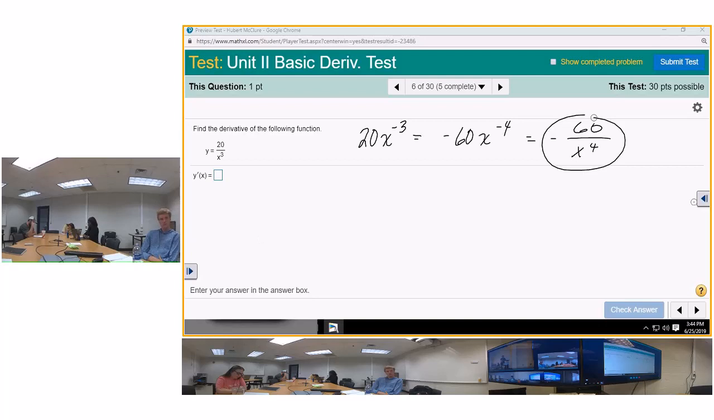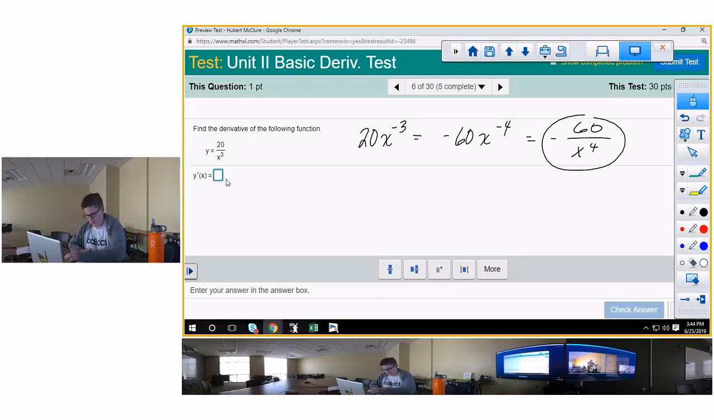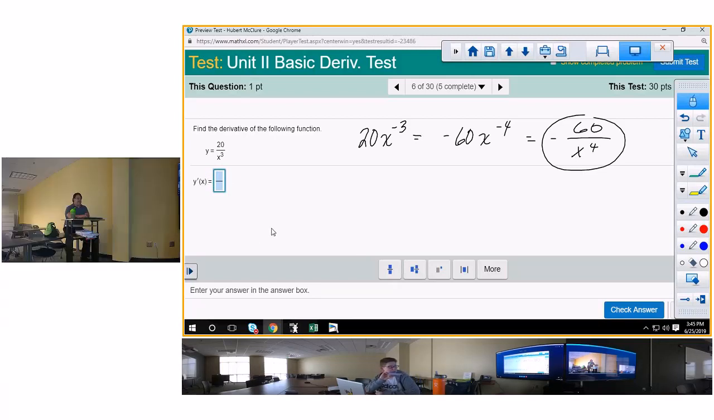So we're going to type in 60. Always put the negative out front. I learned that a while back, but it saves us a lot of challenge question times. X to the 4th power.